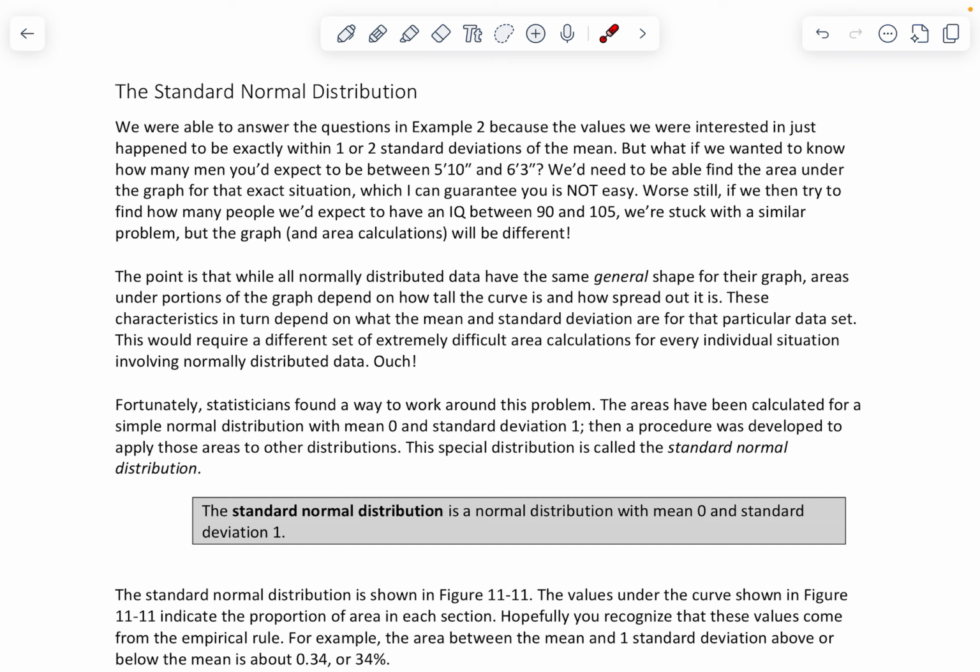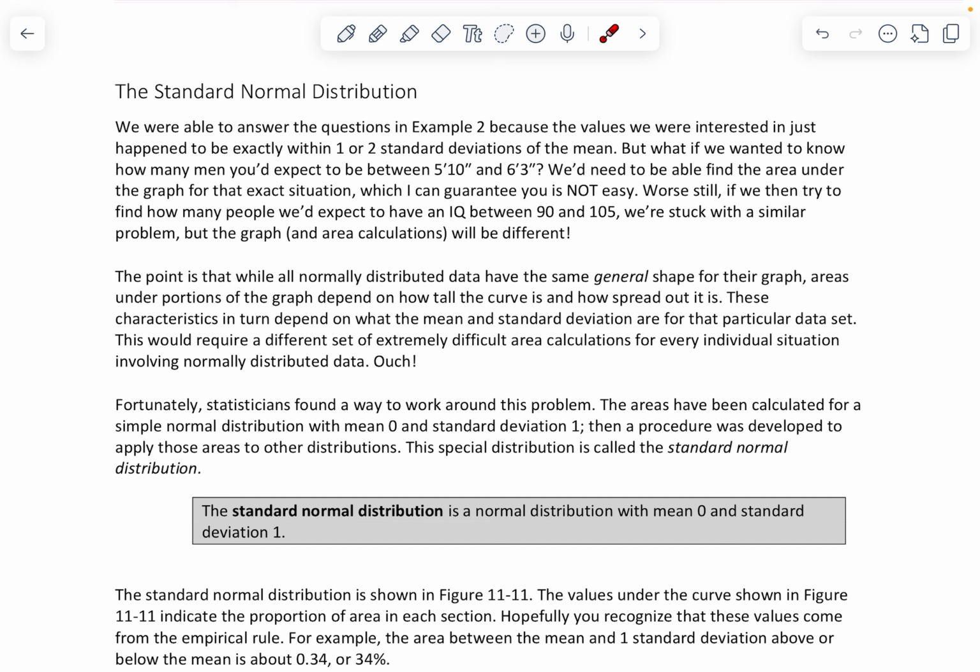What if we decide a different situation, right? We want to try to figure out how many people we would expect to have an IQ between 90 and 105. So we're dealing with 2 different scenarios here. One, we're dealing with heights. One, we're dealing with IQs. Both of these would be data sets that are normally distributed, but the mean would be different. The standard deviation would be different, right? So not all normal curves are created equal. They're all bell-shaped and symmetric. That's true. But different normal curves have different means, different standard deviations. Some of them are wider, some of them are narrower, right?